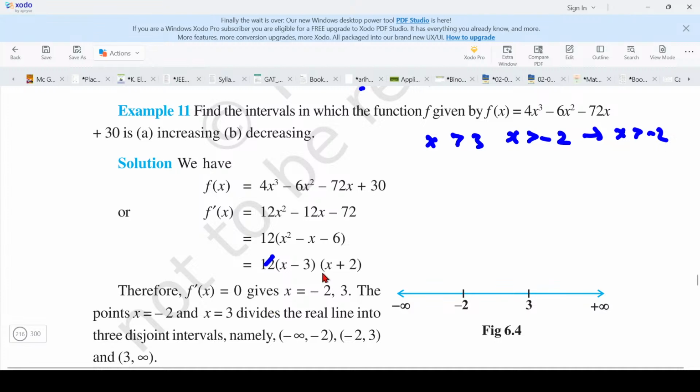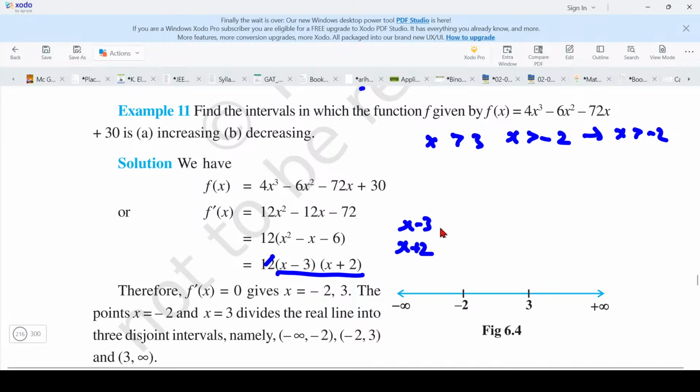Forget about 12. 12 is anyway positive. This one is actually 0 at 3 and minus 2, right? At all other places, this is positive or negative. At x equals 3, it is 0, and at x equals minus 2 also it is 0. At all other places, it is actually positive. Now x minus 3 and x plus 2.